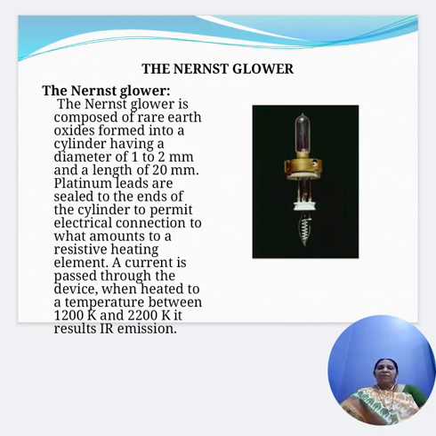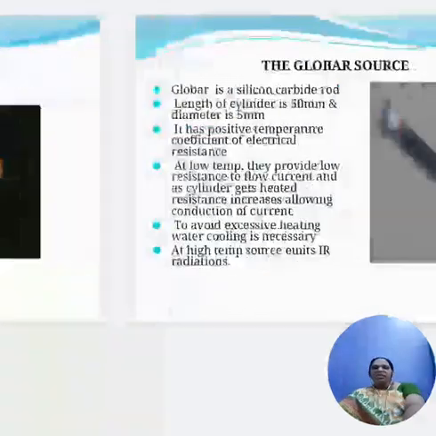When a current heats this resistive element to 1200 degree Kelvin to 2200 degree Kelvin, it begins to emit infrared radiation, resulting in IR emission. This is a Nernst glower.